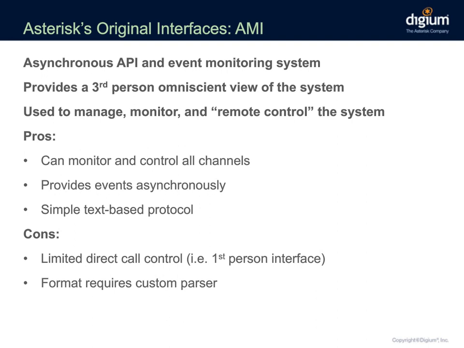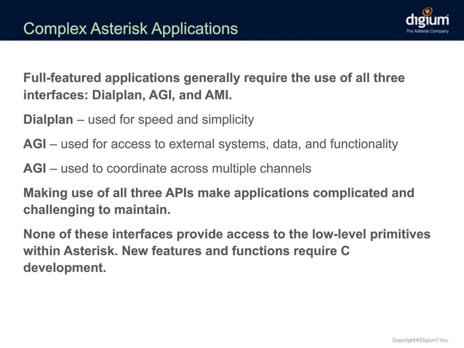If you ever decide you want to build a truly complex Asterisk application, and Digium has done this, we've built Switchvox, which is our commercial phone system, and we've built a number of other solutions for large-scale clients. In every case, you wind up using all of these interfaces. You have to use the Dialplan at the very least as the entry point for calls that are coming in. You typically use AGI to take care of the first-person perspective when you need to talk to a complicated external system. And then you use AMI.